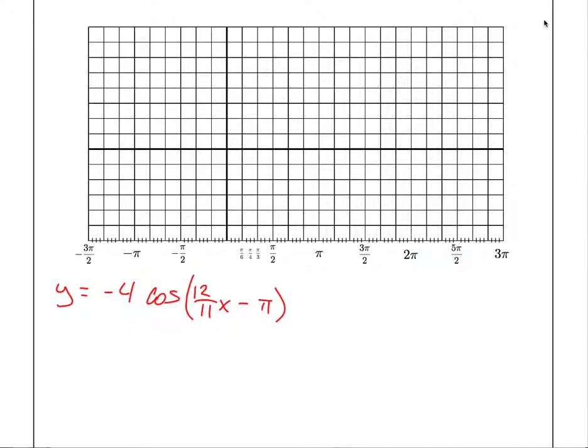All right, our next one, y equals -4 times cosine of 12 over 11x minus pi. You have to do the two. All right, so amplitude in this case is 4. Period: you have to do 2 pi times the reciprocal, so 2 pi times 11 over 12. What does that reduce to? 11 pi over 6 is correct.